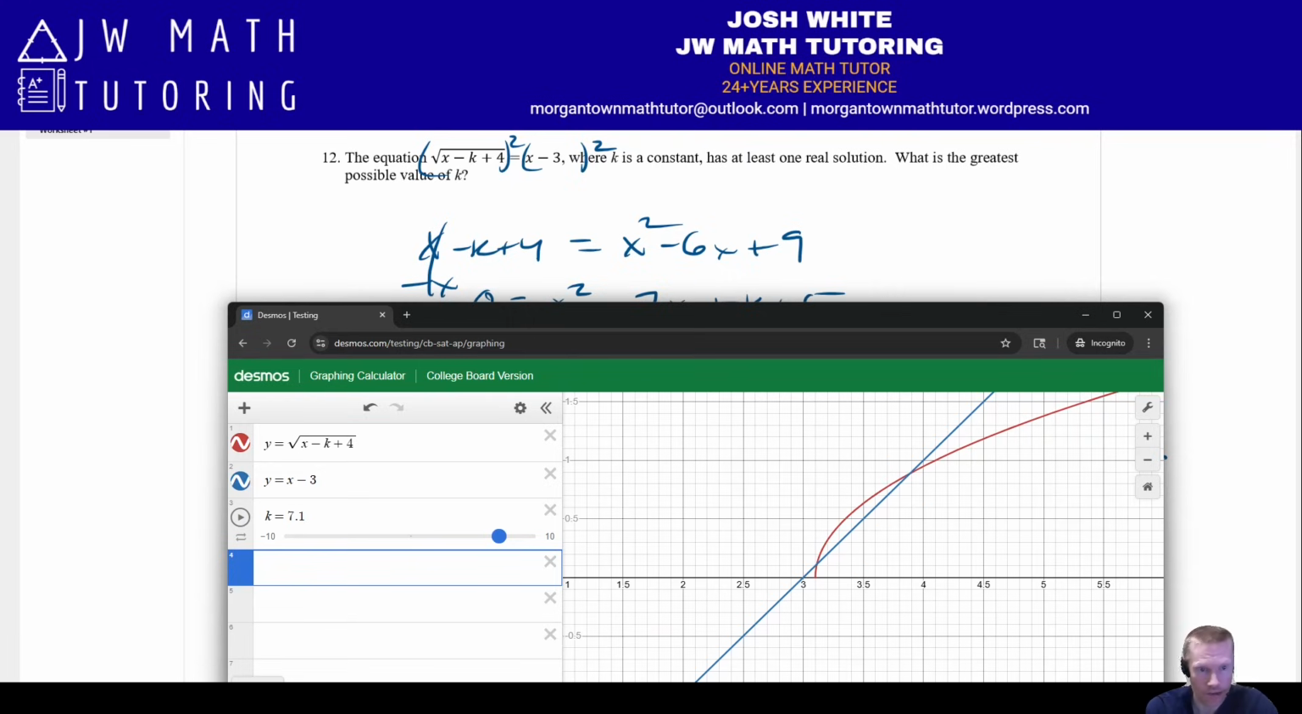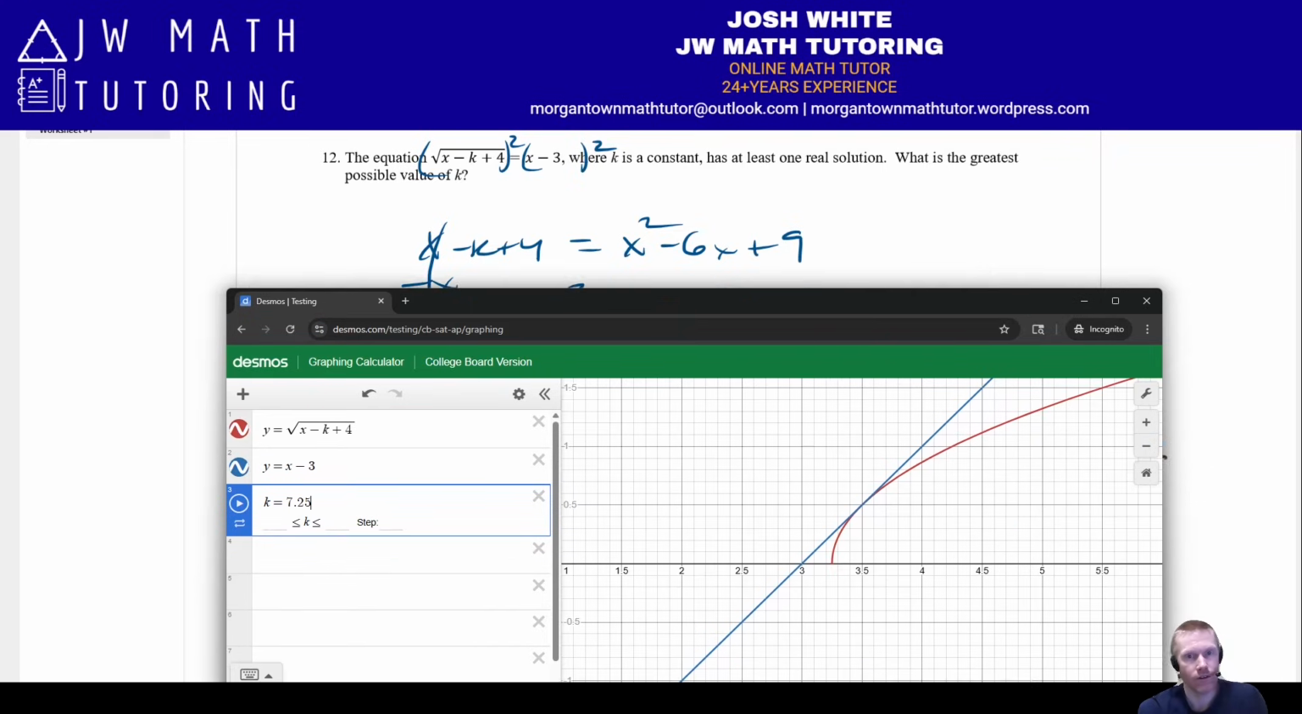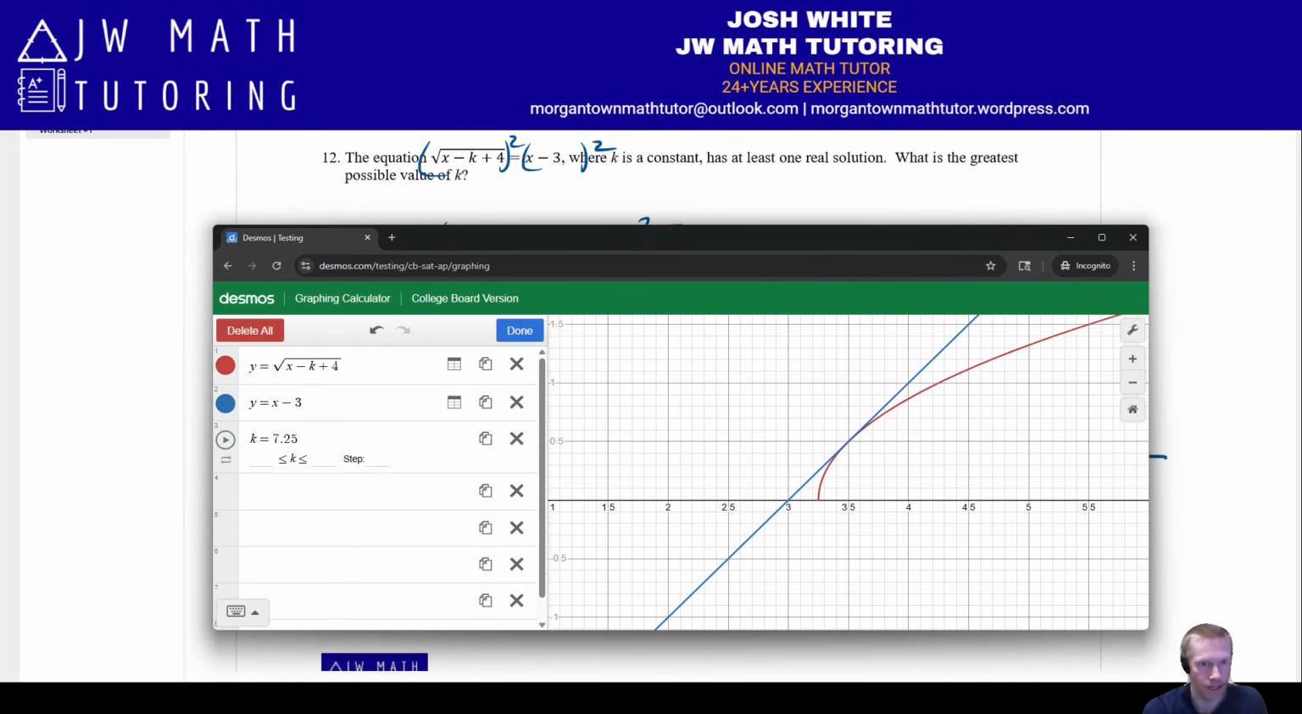The ceiling that you get to that still allows at least one real solution is the 7.25, okay? And that's it. So that just confirms that that is basically going to be the correct answer here. You can go smaller than it, obviously. That's your floor. But for your ceiling, your greatest possible value, it's going to be that 7.25. All right, now let's see how you can do the entire problem in Desmos.